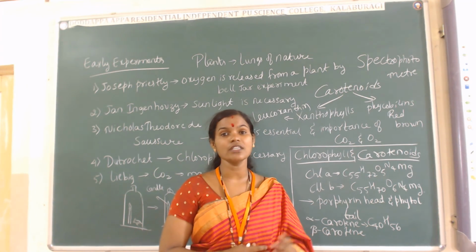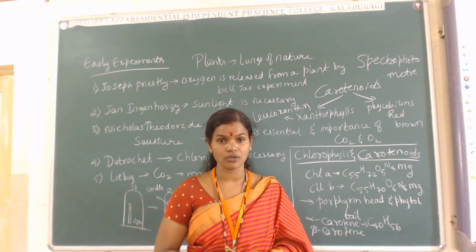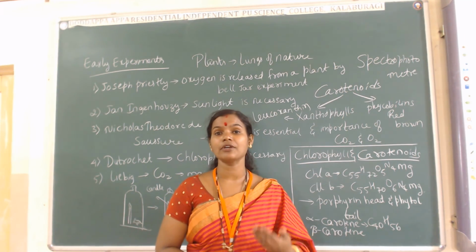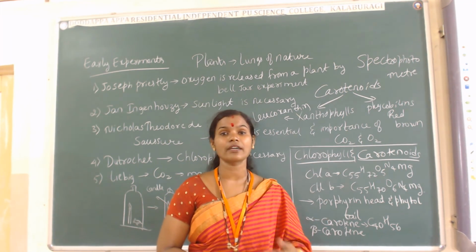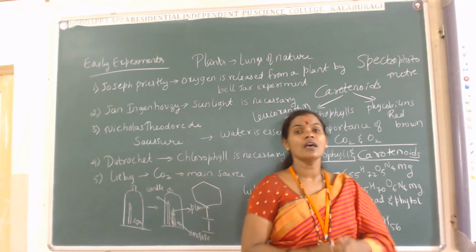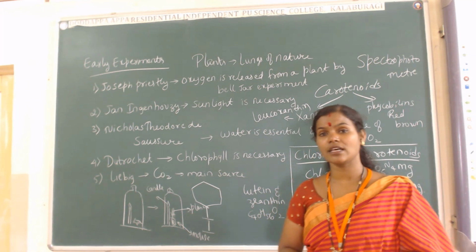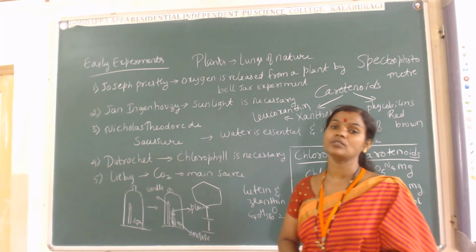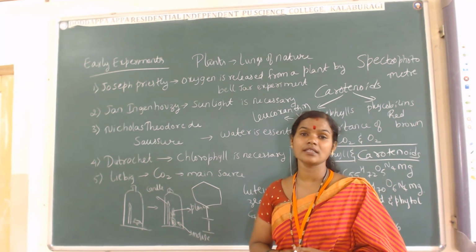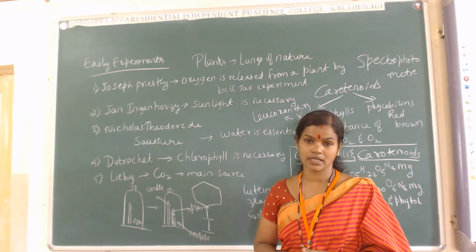So how many types are there? Here also we are going to see the presence of 5 types of the bacteriochlorophylls, that is bacteriochlorophyll A, bacteriochlorophyll B, bacteriochlorophyll C, bacteriochlorophyll D, bacteriochlorophyll E. Since they are present inside the bacteria and can synthesize their own food material, or they undergo the process called as photosynthesis, we will call them the photosynthetic bacteria.